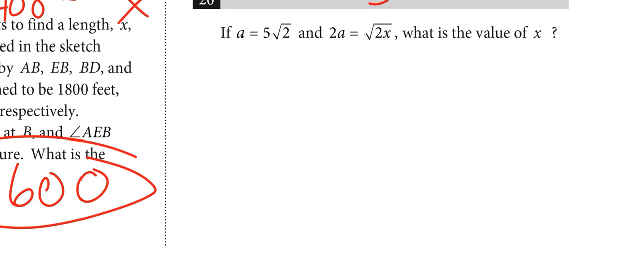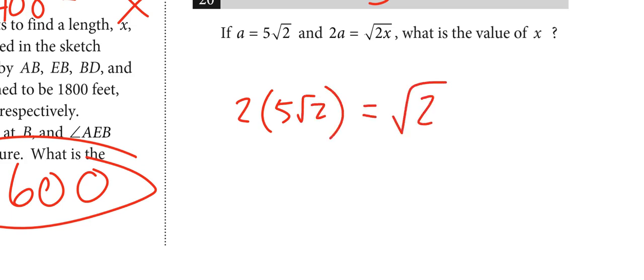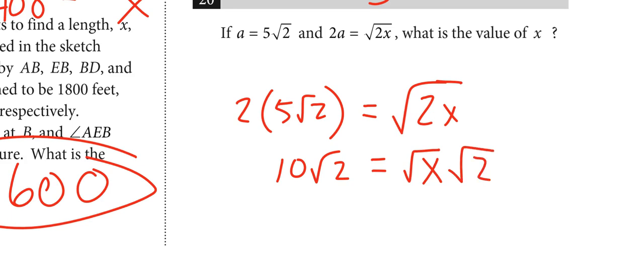Alright. So 2 times 5 radical 2 equals the square root of 2x. Okay, so we have 10 radical 2. Hey, do you guys know that you could split this up into radical x and radical 2? If so, what obviously cancels out on both sides? The radical 2's do.